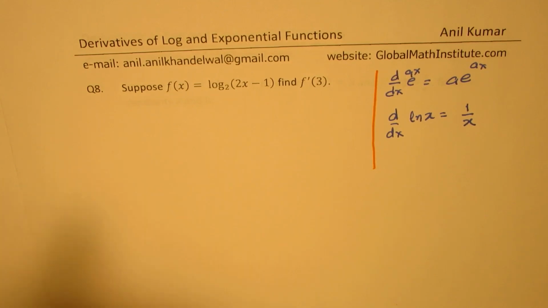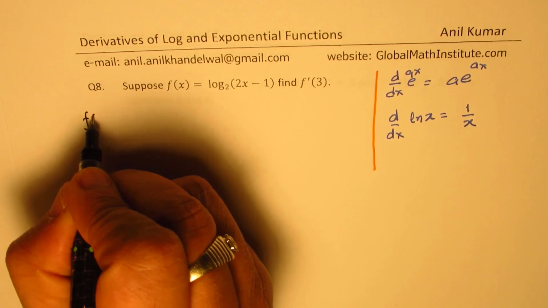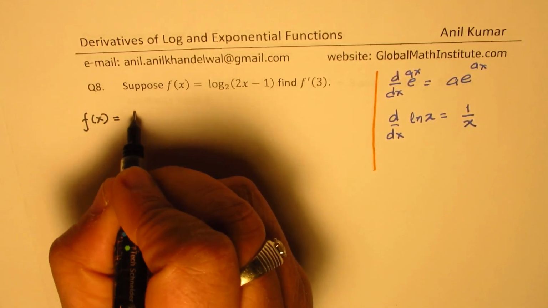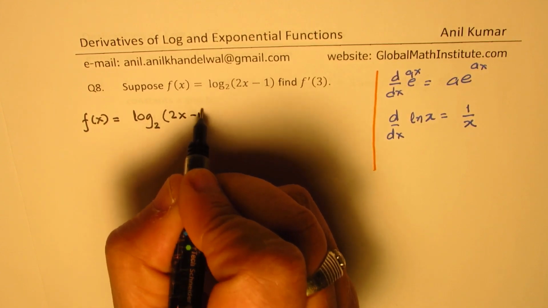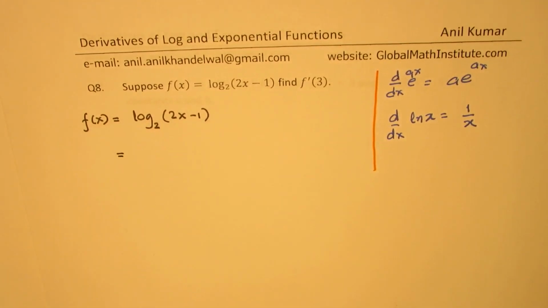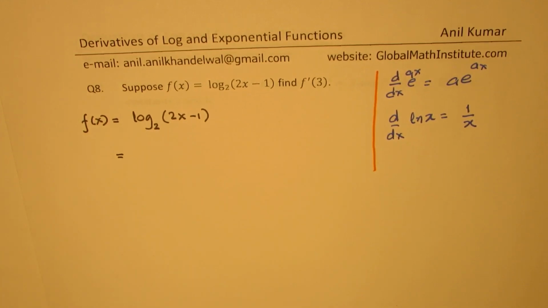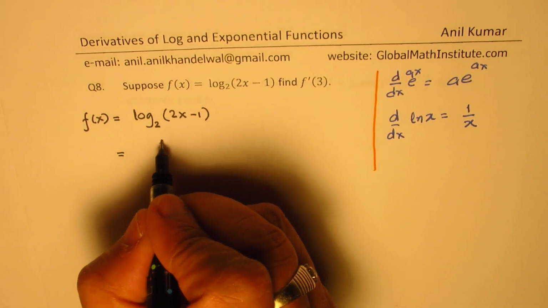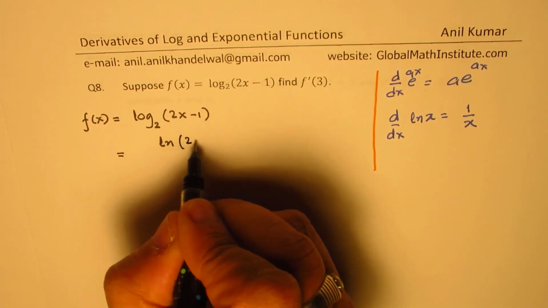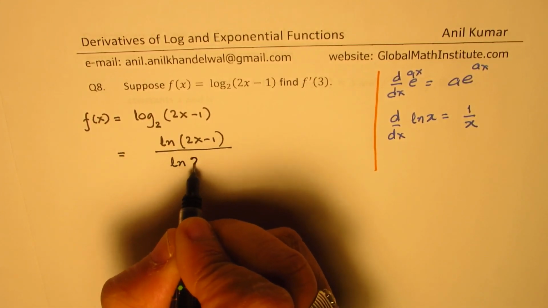Now, what we could do here is change the base. We have the function f(x) = log to the base 2 of (2x - 1). I could write this with the base of ln, since we haven't learned the formula for the derivative of log to any other base except e. So we'll change the base, and we can write this as ln(2x - 1) divided by ln 2.